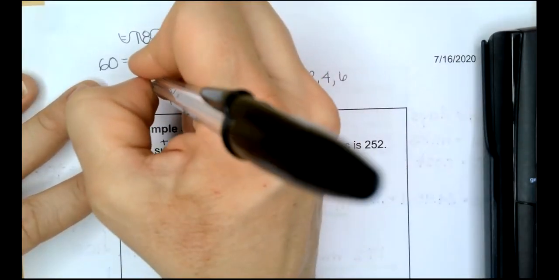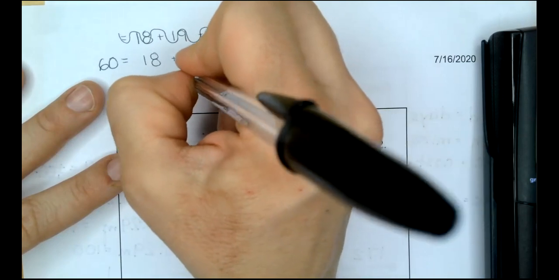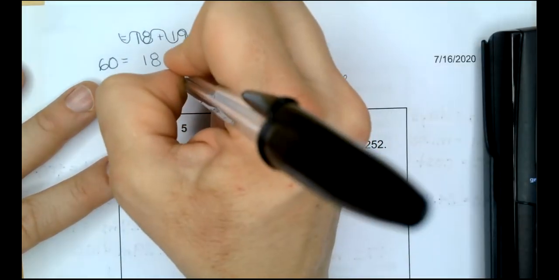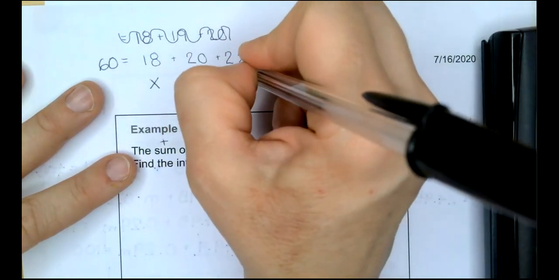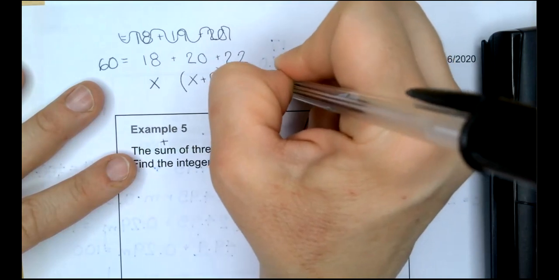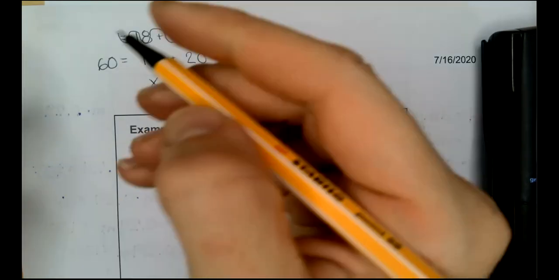For example, if x was 18, what would 20 be? 20 would be x plus 2, right? And then what would 22 be? X plus 4. Tricked you. Nope, I was just going to write 2 again. And that would have been a mistake.